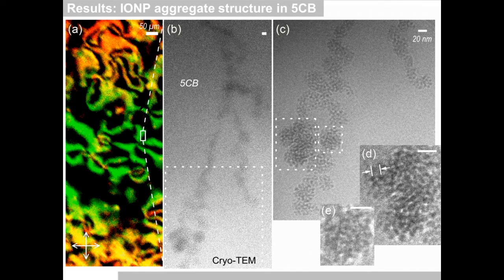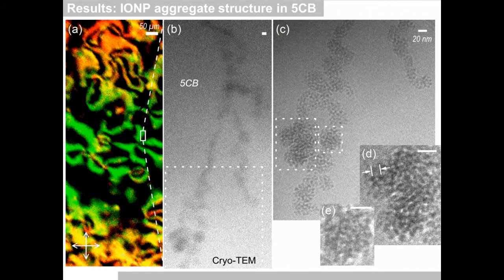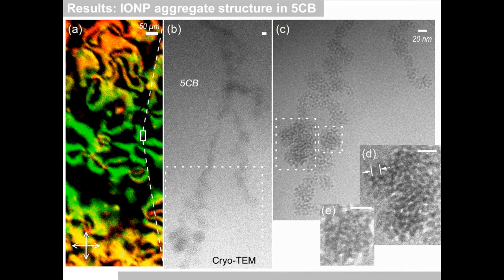Now let's have a close look at these agglomerates using cryo-TEM, which allows us to observe the structure of the agglomerate in situ. The 5CB nanoparticle mixture, as shown under the crossed polarizers like this, is deposited on a perforated carbon-coated grid, rapidly blotted and plunged in liquid ethane to finally form a very thin vitrified film of the mixture.